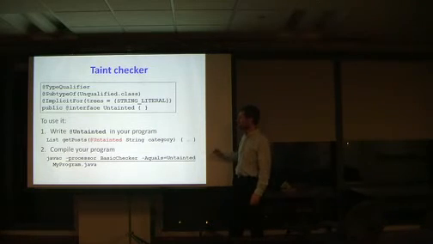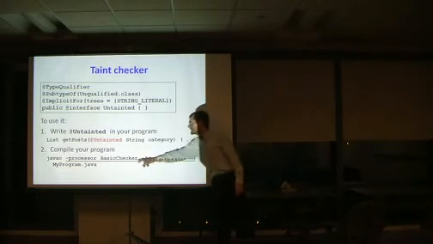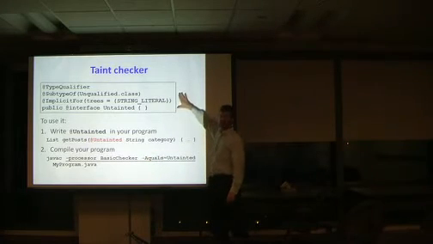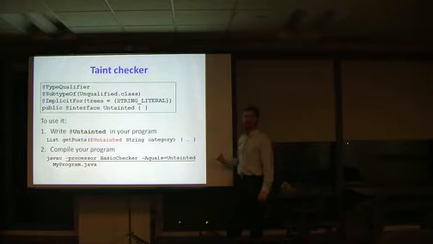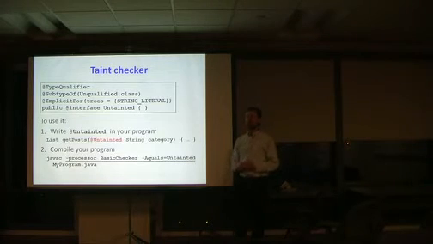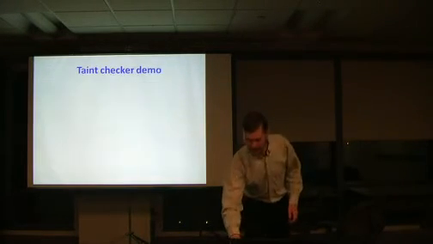Now you compile your program. In this case, we're using a processor called the basic checker, which is why this one's so short, and it's using a qualifier named untainted, and now this will tell you where there are problems. So let's see a demo of that.